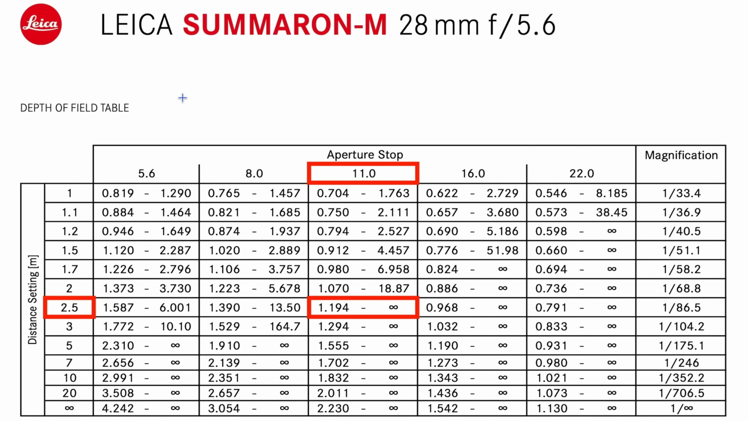I also showed in the keynote quickly the depth of field table for the Summaron-M, coming back to street photography, for instance, and want to quickly show you how this works. So if you want to set up your lens manually for lightning fast point and shoot, then stop the lens down to an aperture of f11. I'm just making one illustrative example here, and set the distance setting on the lens to 2.5 meters, and voila, you will have everything reasonably sharp and in focus between 1.2 meters and infinity. And no need to focus at all. You can just point and shoot.